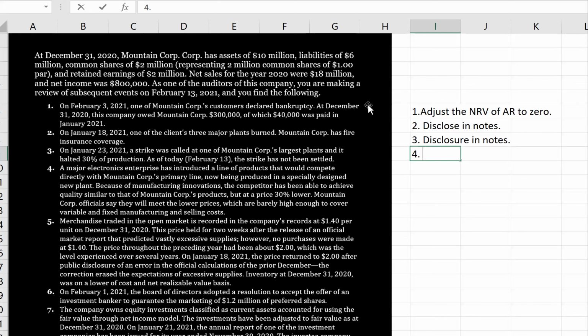Number 4, a major electronics enterprise has introduced a new line of products that would compete directly with Mountain Corp's primary line, now being produced in a specially designed new plant. Because of manufacturing innovations, the competitor has been able to achieve quality similar to that of Mountain Corp's products, but at a price 30% lower. Mountain Corp officials say they will meet the lower prices, which are barely high enough to cover variable and fixed manufacturing and selling costs.